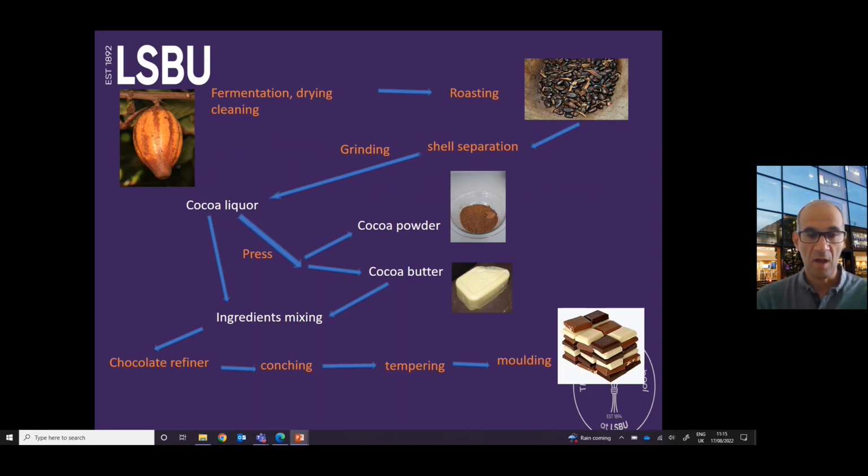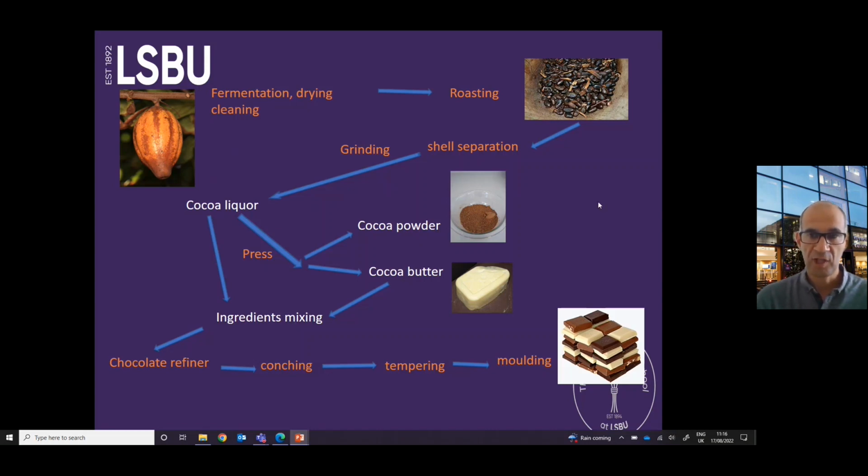So this is a diagram of chocolate manufacture. It starts with a cocoa pod here, inside which we have the beans, cocoa beans. So the first stage is to ferment to create some of the flavor. Then this is followed by drying and more flavor creation through roasting. So each of the beans are surrounded by a shell.